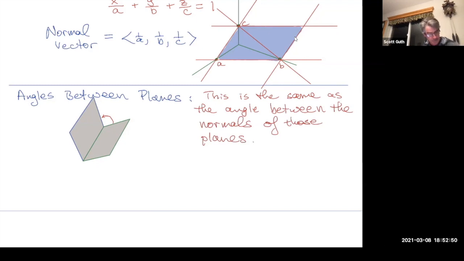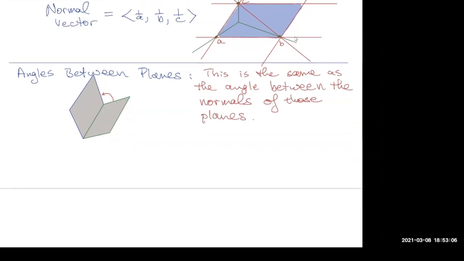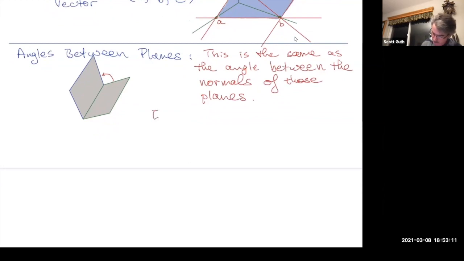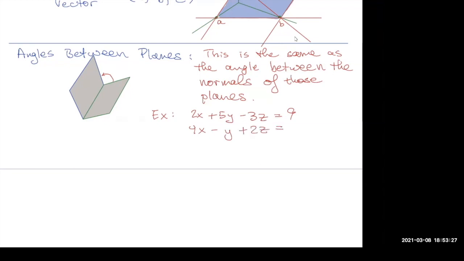Okay, any questions about that? Questions? No. Okay, cool. Let's do a quick example here. Let's say 2x plus 5y minus 3z equals 9. And let's have 4x minus y plus 2z equals 1.